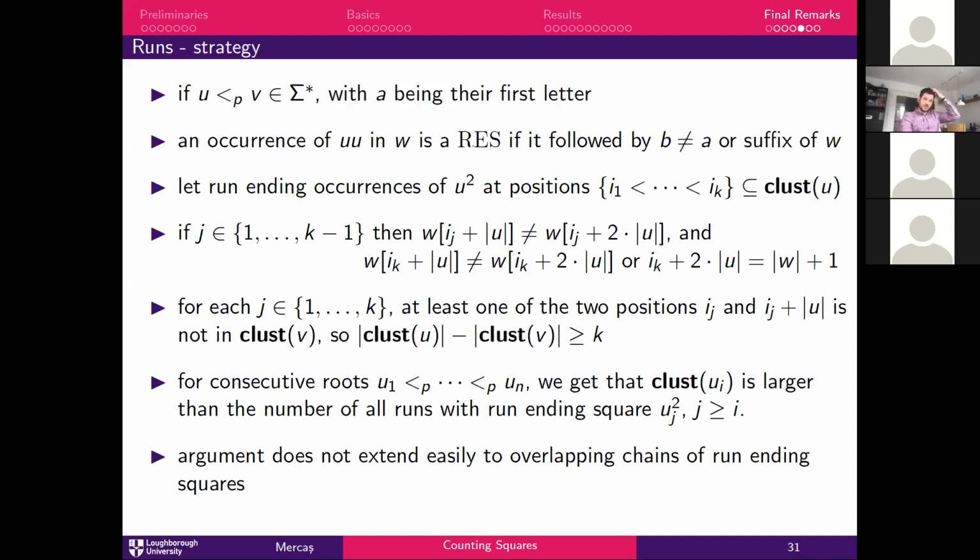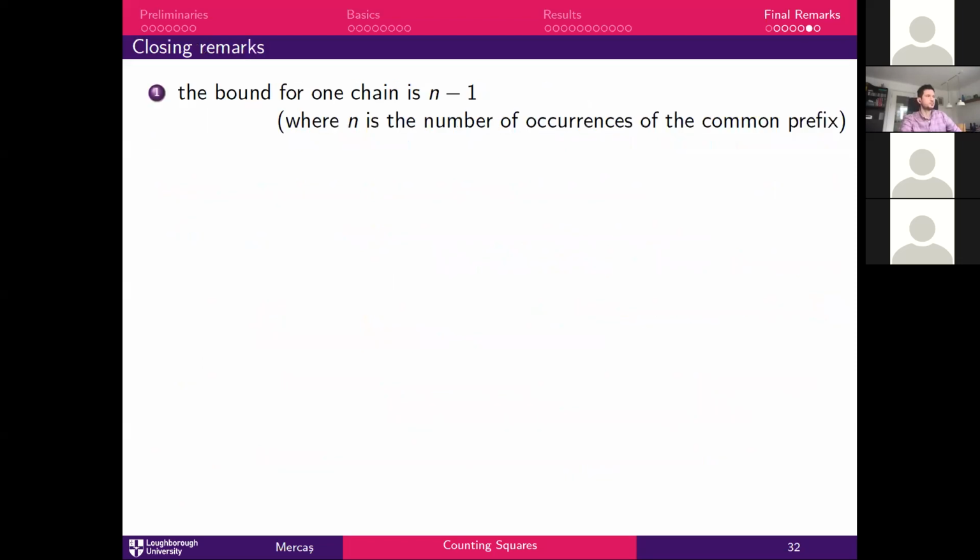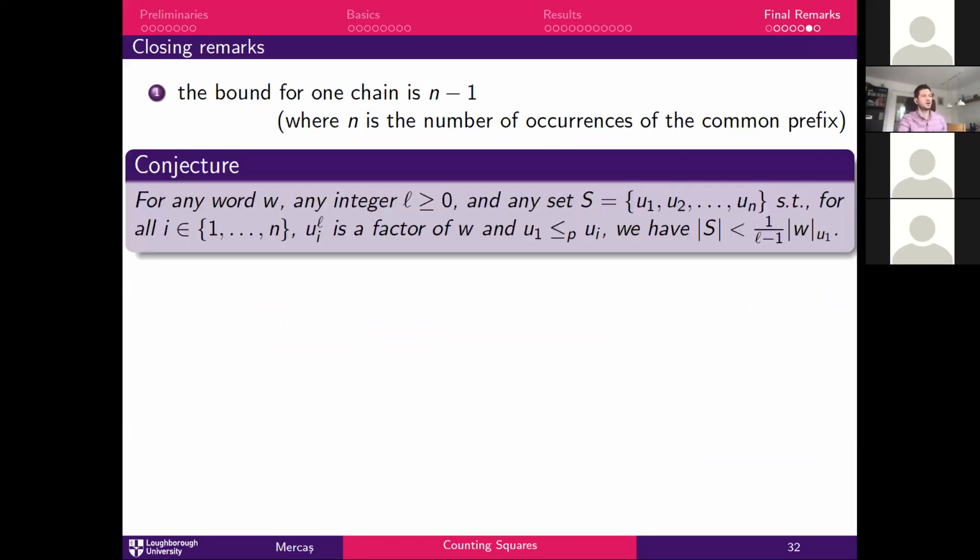Unfortunately, this argument doesn't really extend easily to more than 3 chains. So we think we have a solution for 2 chains, but for 3 chains it is a bit difficult. In terms of closing remarks, since I'm kind of at the end of the time, what we did is we showed that the bound for one chain is n-1. And what's important to note here is that I'm never going to consider the lowest of the prefixes, the base of the mountain, but I can stop anywhere in between in this mountain and still get to the bound.